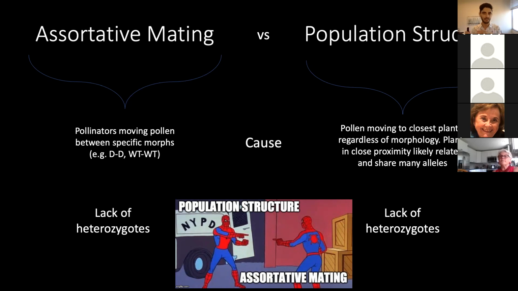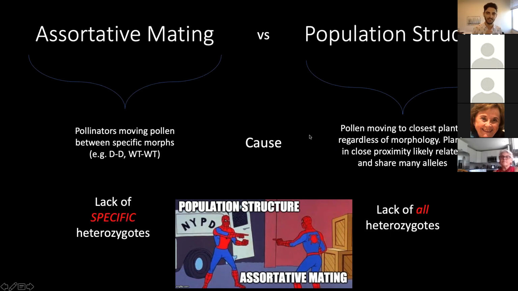But because we have the locus, we know AP33 drives the phenotypic shift. And we know that the phenotype is what's going to be driving the pollinator discrepancies. We actually expect a very specific lacking of heterozygotes from assortative mating, specifically at AP33. But if it was structure, it's just going to be all heterozygotes across the board are lacking. And we can use that to determine what's going on.